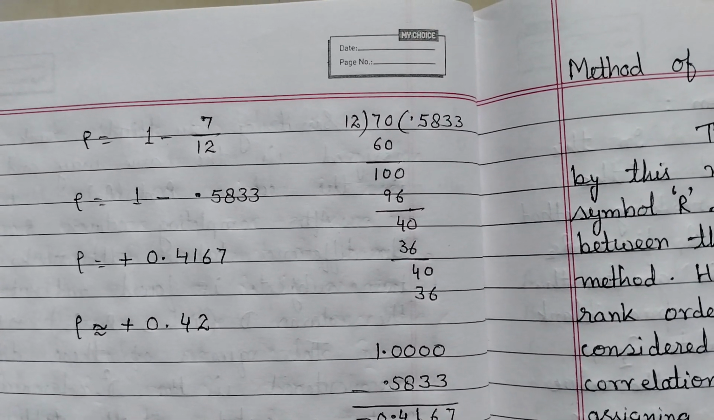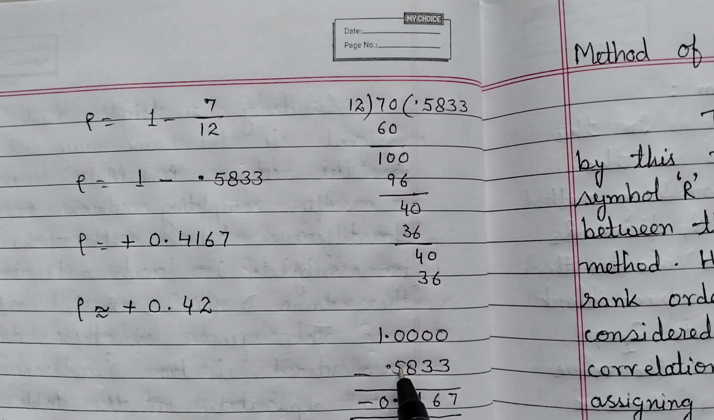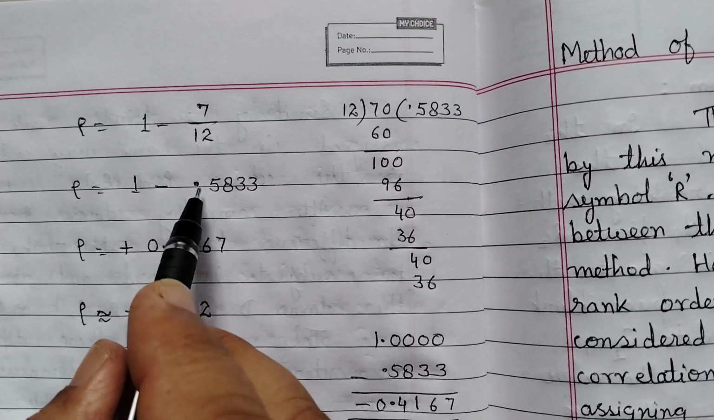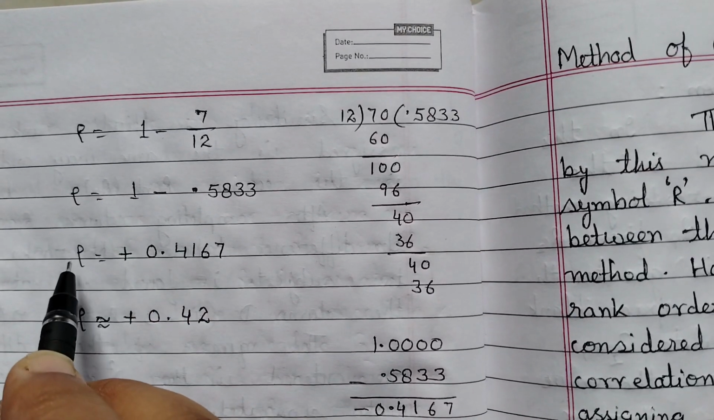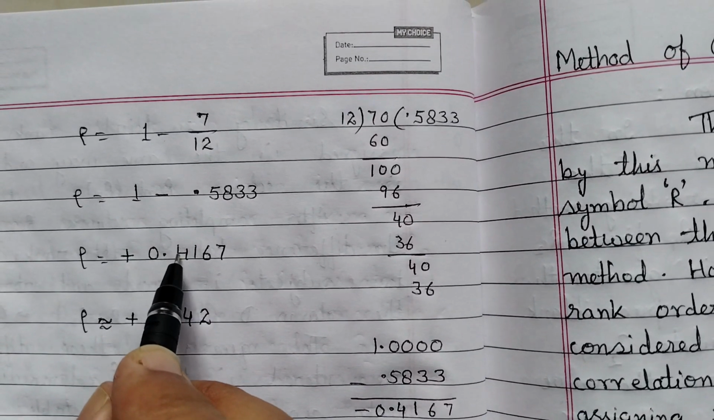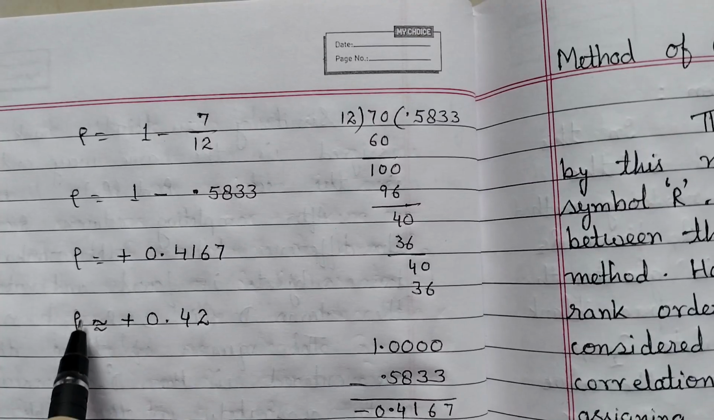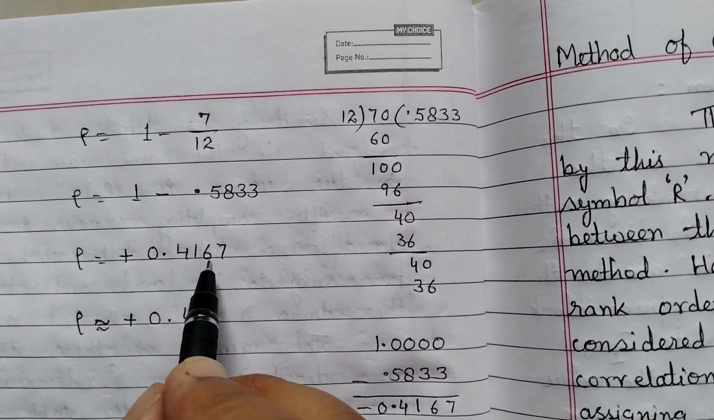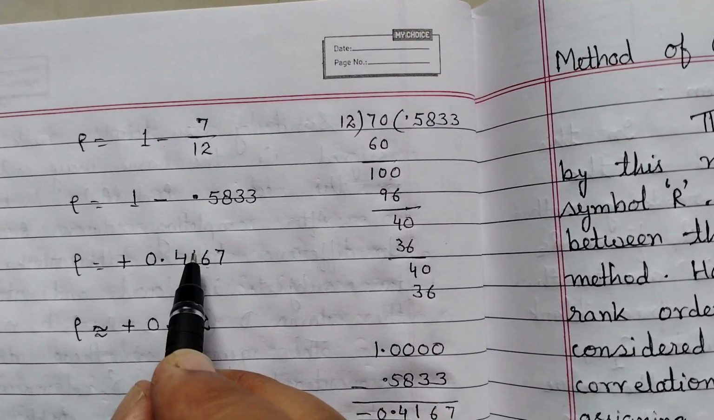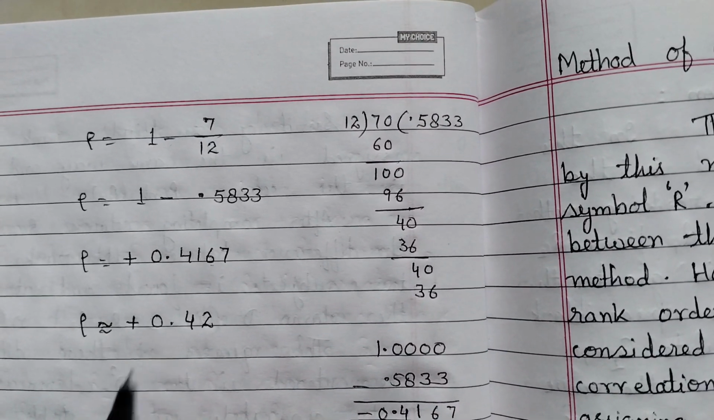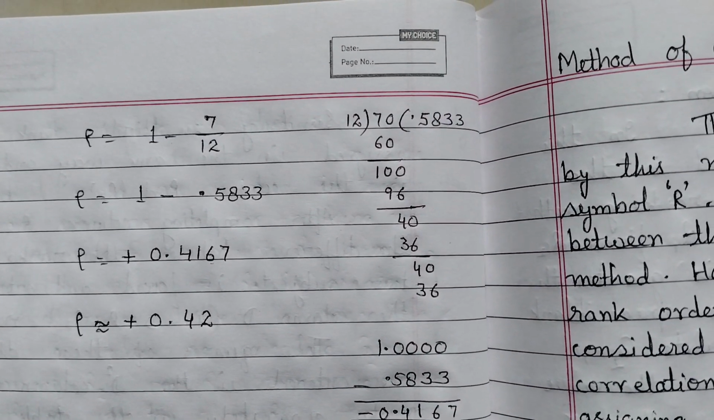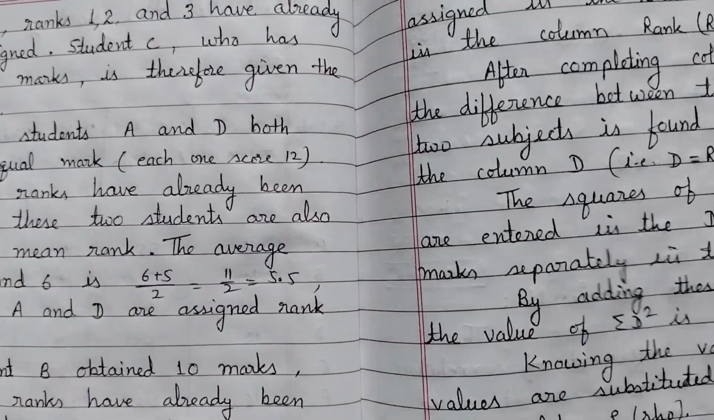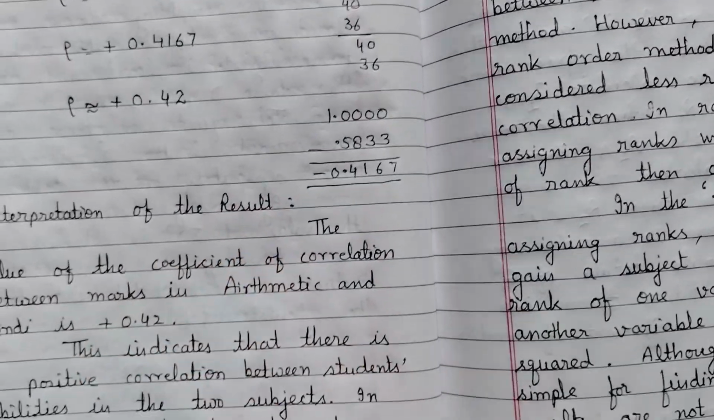Subtracting 0.5833 from 1.0000, we have 10 minus 3 is 7, 9 minus 3 is 6, 9 minus 8 is 1, and 9 minus 5 is 4. So 1 minus 0.5833 gives us rho is equal to plus 0.4167. Since the digit after the second decimal place is more than 5, the preceding value increases by 1, so it becomes rho is equal to 0.42. Now I will discuss the interpretation of the result later on.